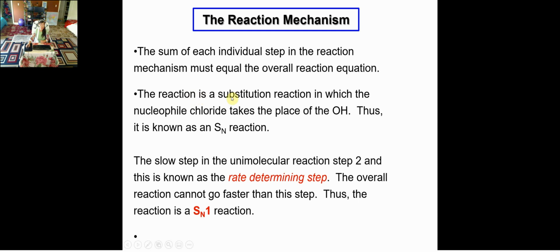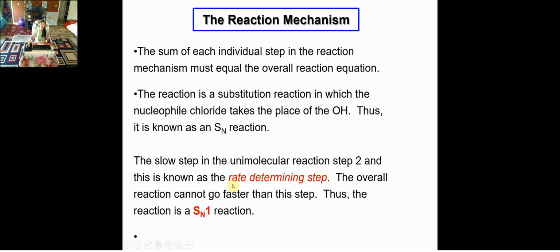In your reaction, because a substitution occurs, when the chloride nucleophile takes the place of your OH, that reaction is nucleophilic. So substitution is represented by S, nucleophile represented by N. And then your slow step is your second step, the carbocation formation. The second step involves only one molecule. You call it a unimolecular reaction in your step two.